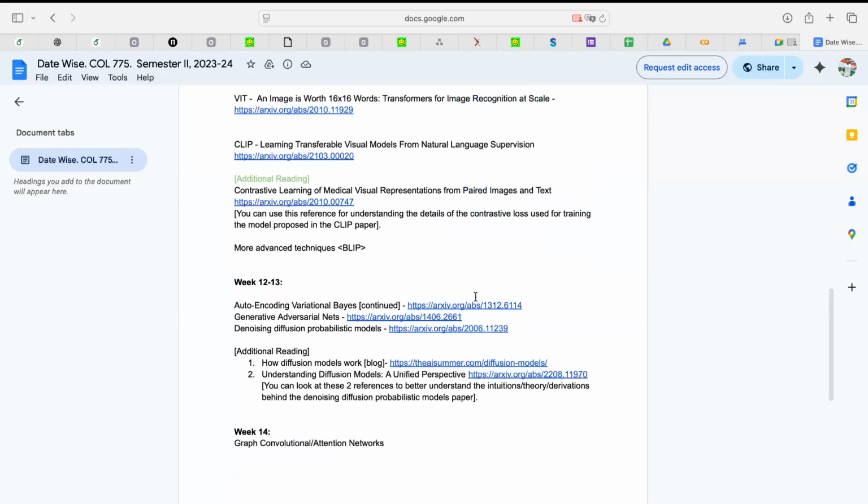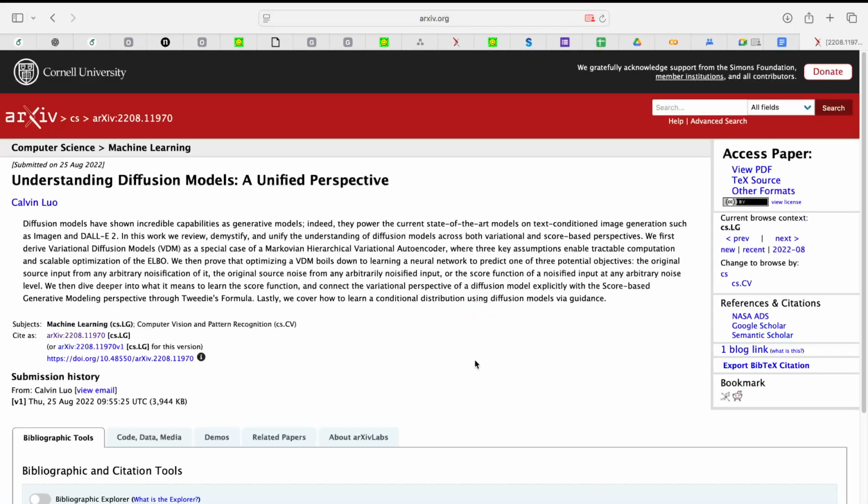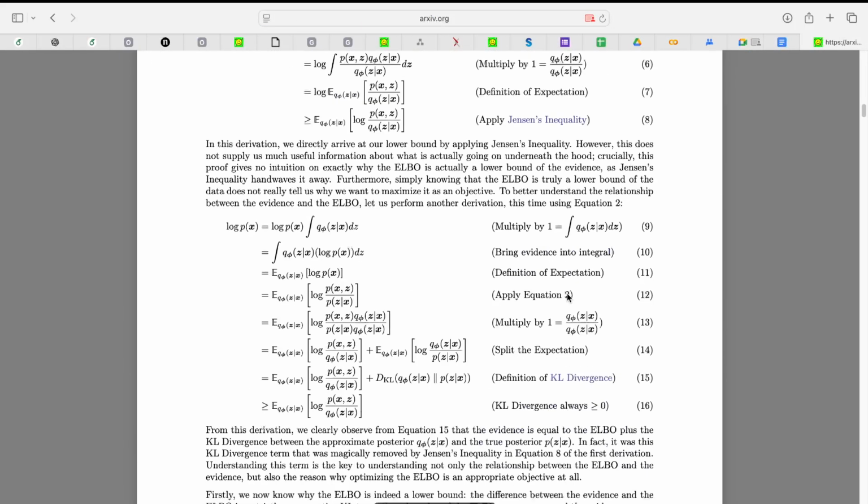Review paper. So I've shared all the papers in that Google sheet that I've shown. So this is the one, the Calvin Luo paper. I get the name wrong, so I'm not able to search.